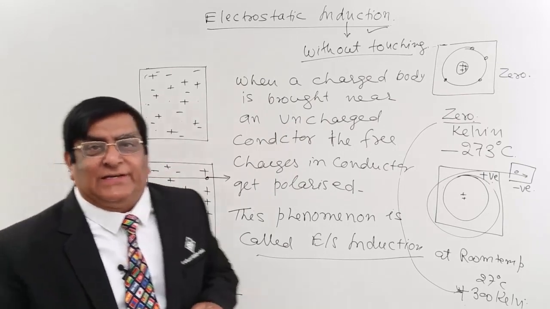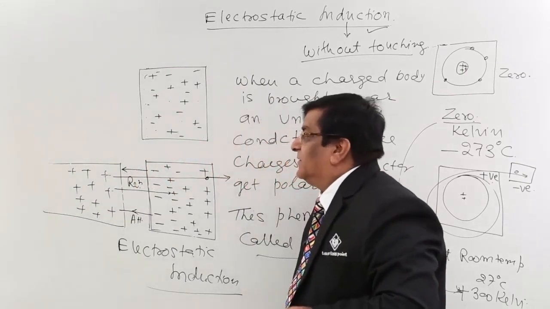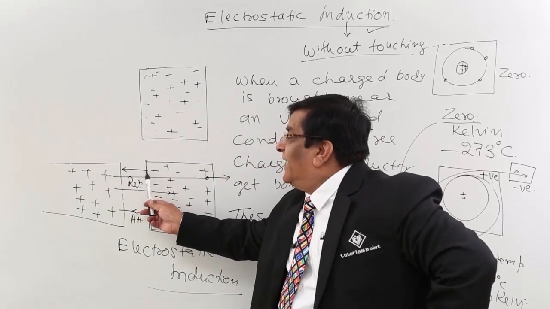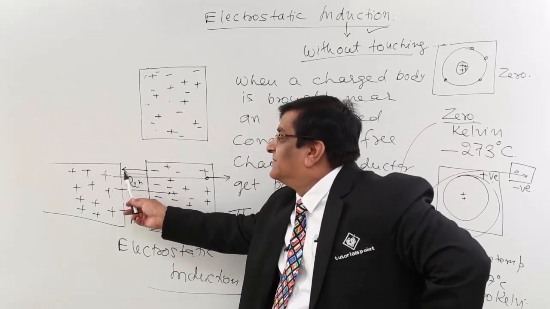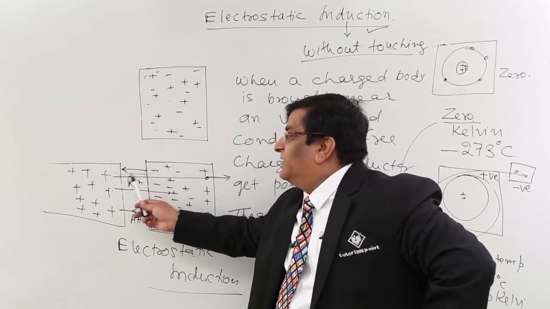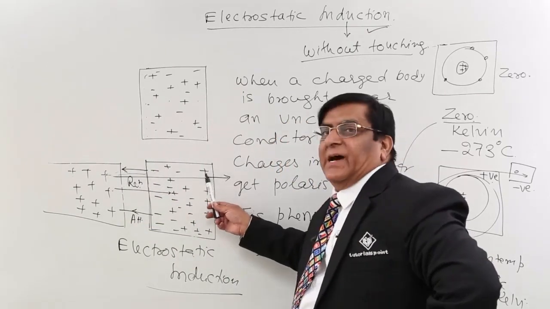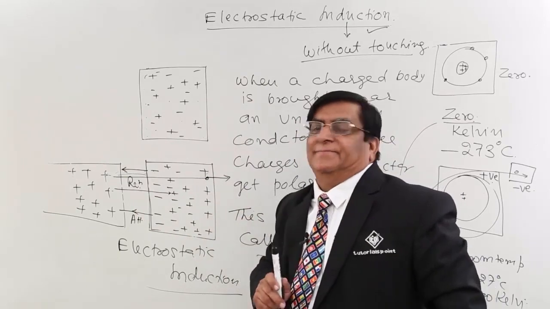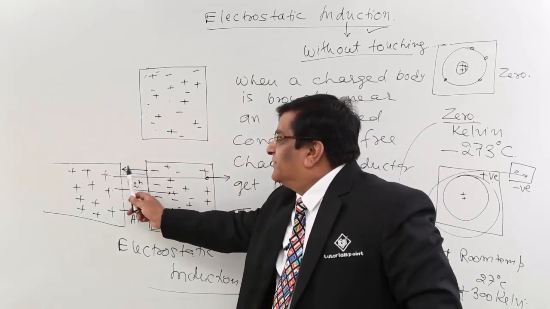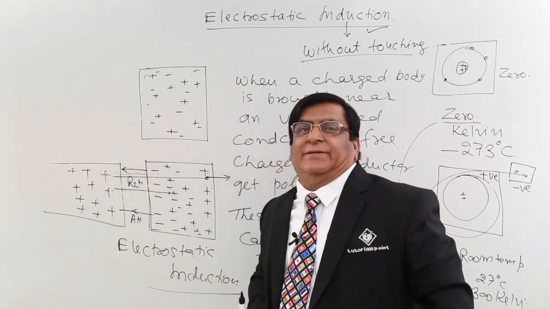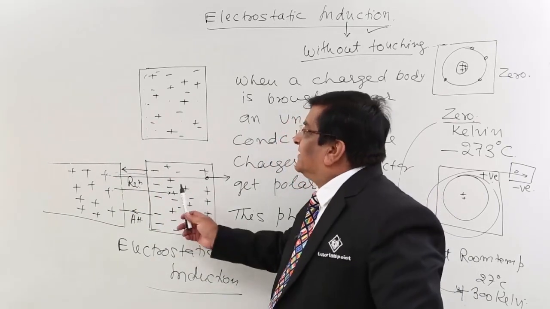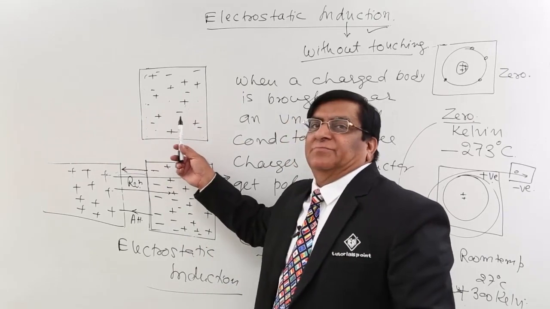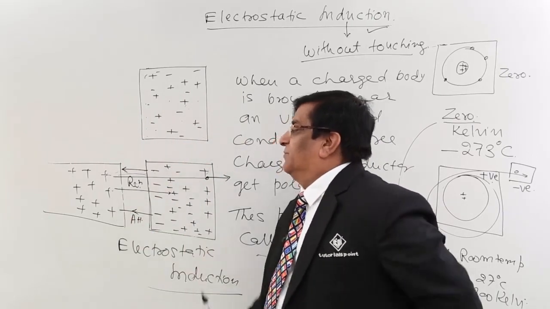Why will it get attracted while the charges are the same? The answer is the force of attraction is between these two charges and this distance is less, so the force is very large. And this distance is large, so the force of repulsion is smaller. Therefore, the attraction force is larger, this will get attracted. Was this body a charged body? No, this is an uncharged body. So this is a charged body.